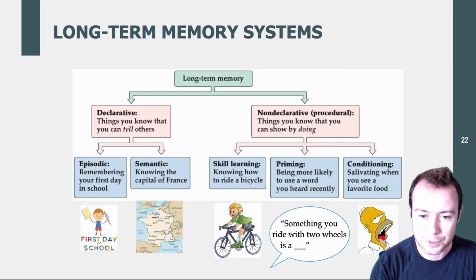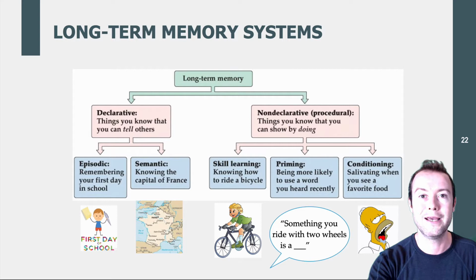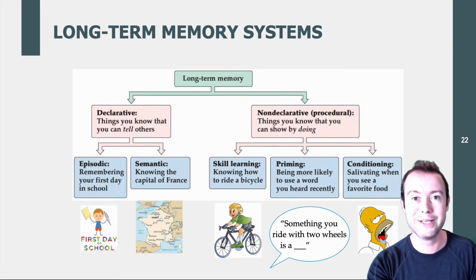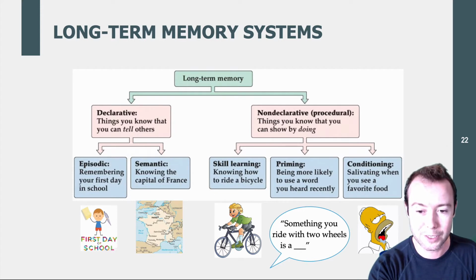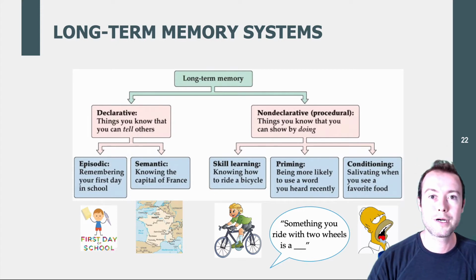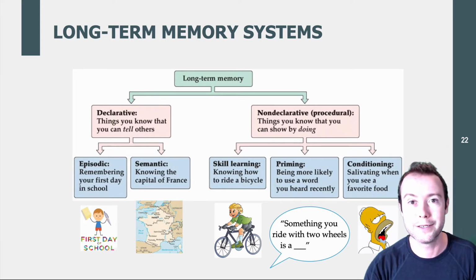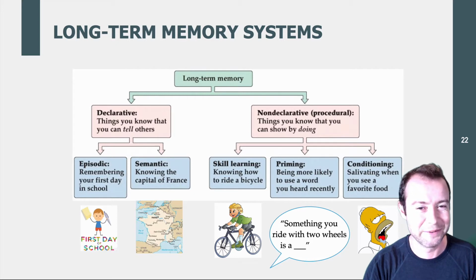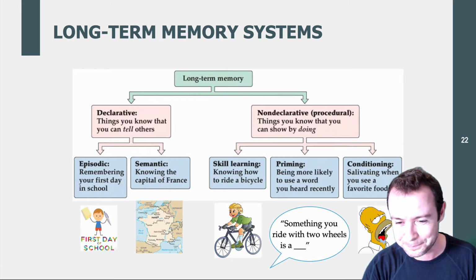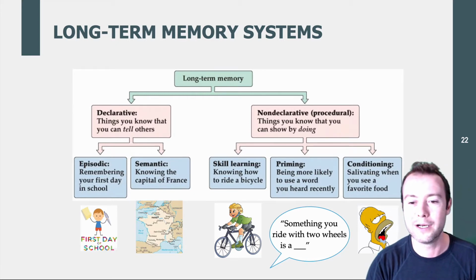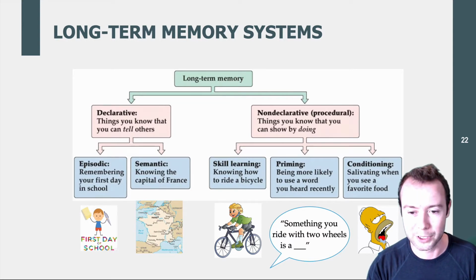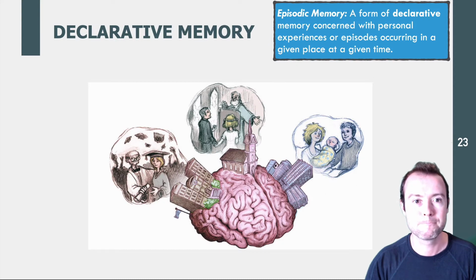So if I ask you something you ride with two wheels, most of you, given that I've just mentioned a bicycle, the natural thing that will pop in your head is a bicycle. You could answer a scooter, many other things. I'm not sure how many other things there are with two wheels. There are other things that could go in there. And there's also conditioning effects. So classical conditioning is an example of a non-declarative memory.